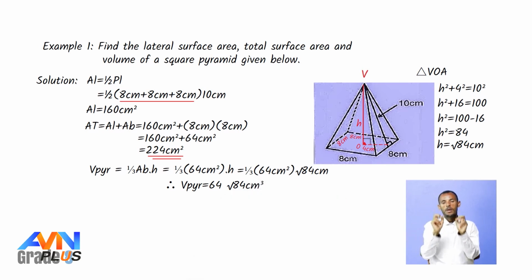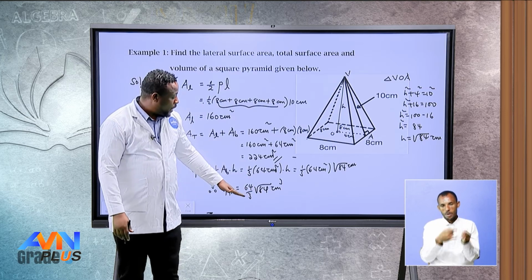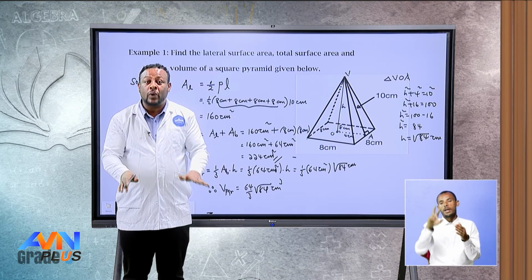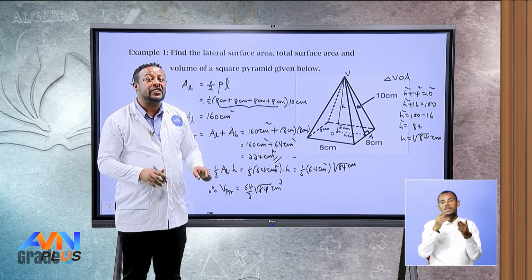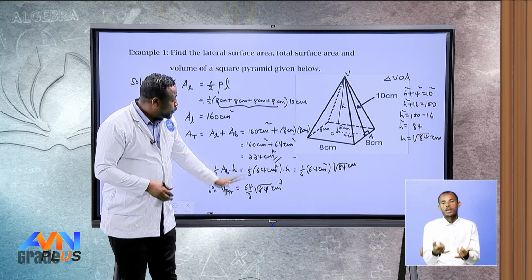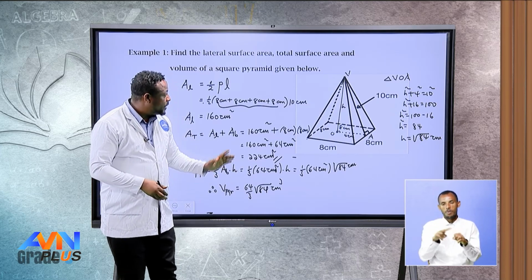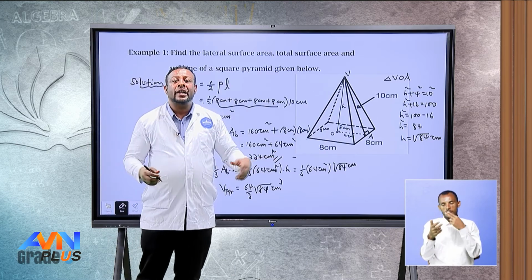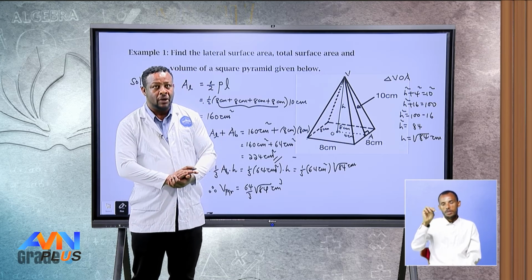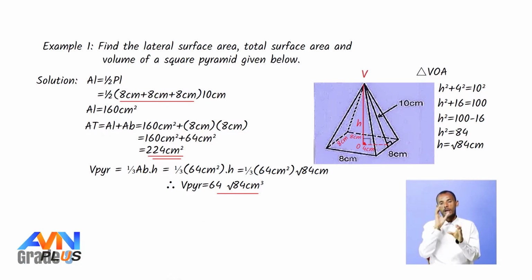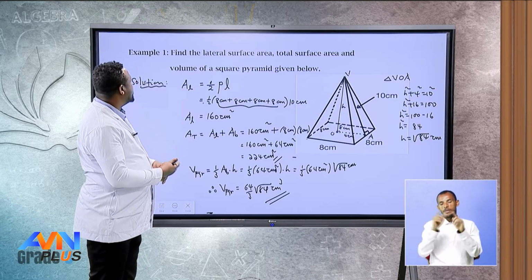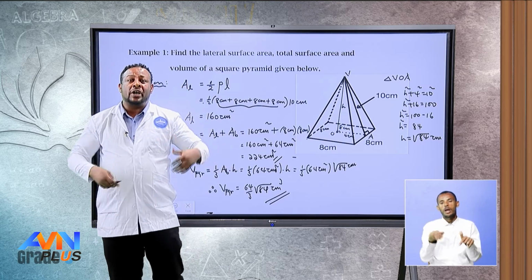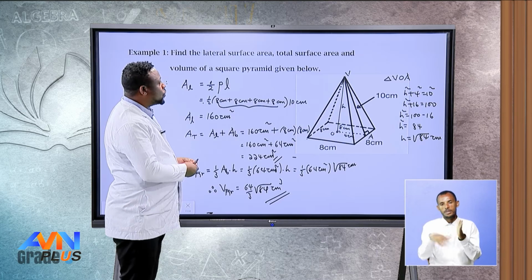This is not the only way to represent this number. You can rewrite radical 84 in different ways, but this is not part of our discussion for today. So the volume of the pyramid in this case becomes 64 over 3 times radical 84 centimeter cube. This is how we calculate the different measurements in a pyramid. For today I will add one more example, then we conclude our discussion.